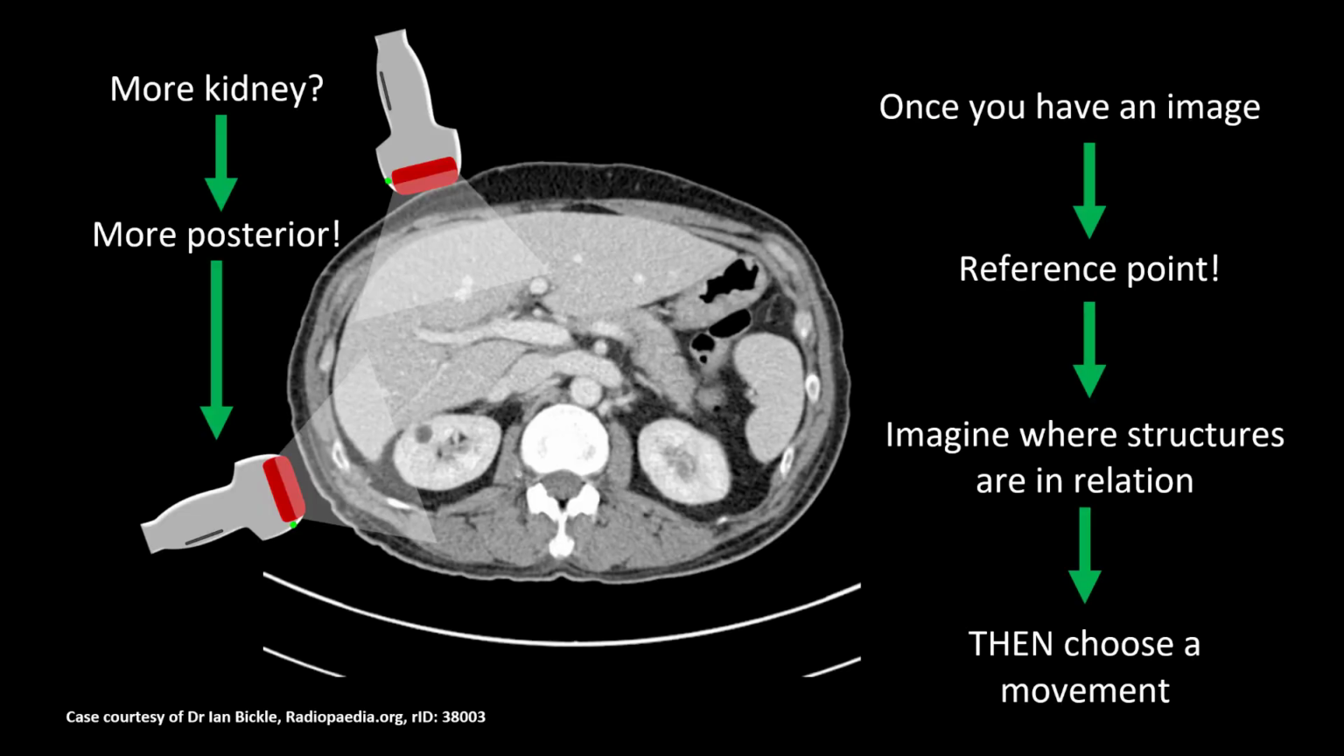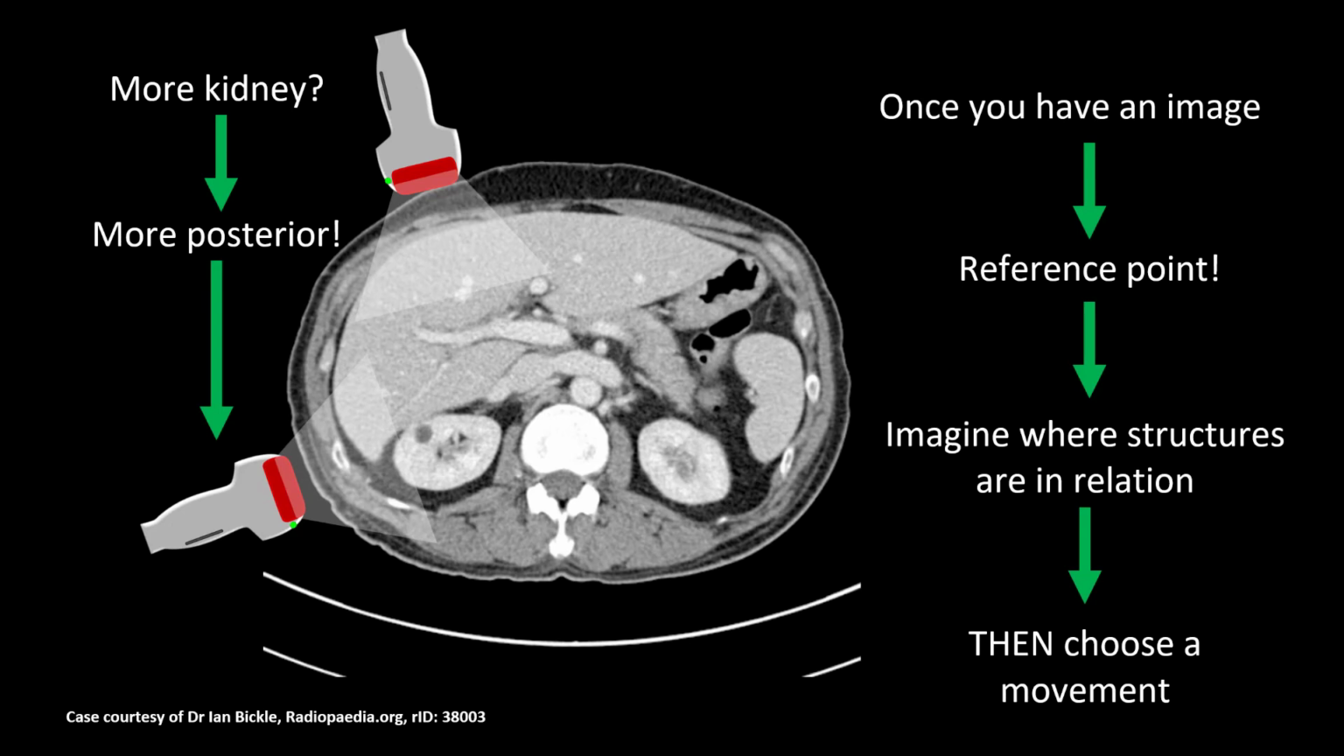Another important concept is to think about the frame of reference. Once you have an image, it should become your anchor as to where things are in relation to it. Stop for a minute, look at the chest, and imagine where things would be in relation to what you see. Then choose which movement will get you closer to that structure. As an example, if my goal is to look at the kidney and I start scanning anteriorly, I will see the liver. I know that the kidney should be more posterior to the liver, so I can either sweep posteriorly or try to increase my depth.